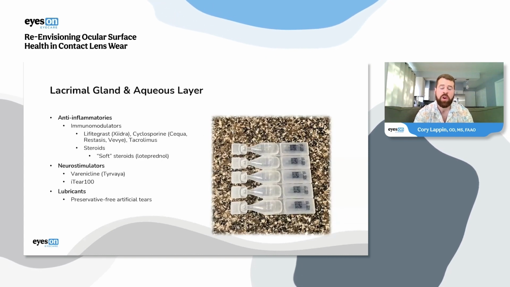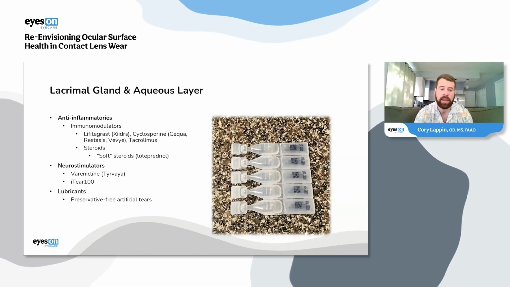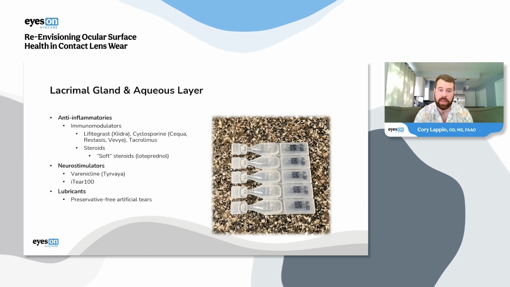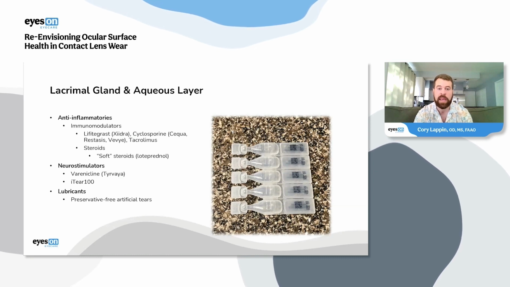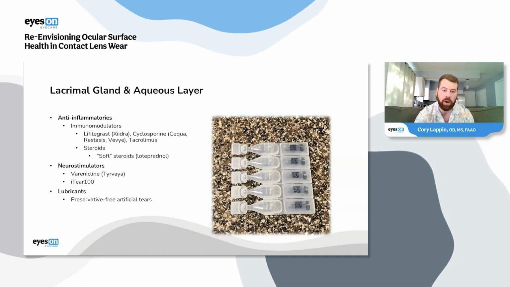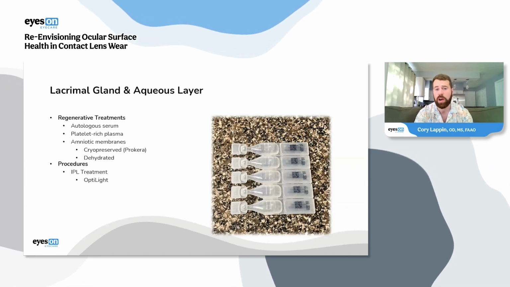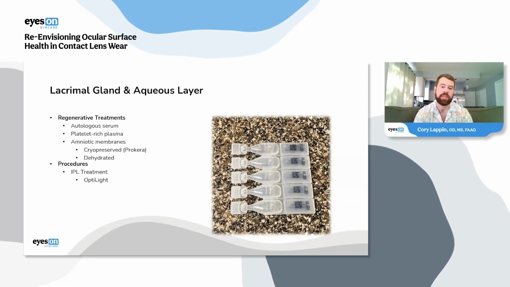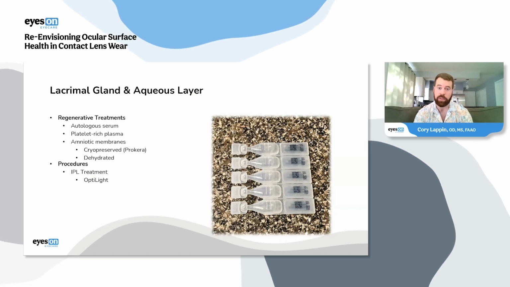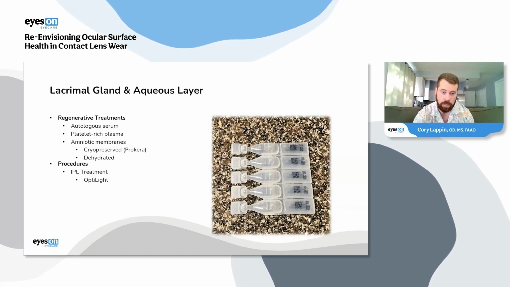And then for our patients who have aqueous deficiency or inflammatory dry eye, the use of immunomodulators like Xiidra, Cequa, or Restasis or Vevye, those can all be helpful in bringing down inflammation long-term. And so can steroids for short pulses to manage flares. And then you also have neurostimulatory treatments like Tyrvaya and the iTEAR100 device that can help stimulate tear production to help address this aqueous deficiency. And then, of course, we have our old standby artificial tears. And these patients can also potentially benefit from regenerative treatments like autologous serum, platelet-rich plasma, and amniotic membranes. And again, IPL has been shown to decrease inflammation on the ocular surface.